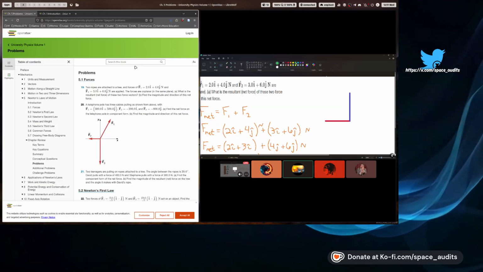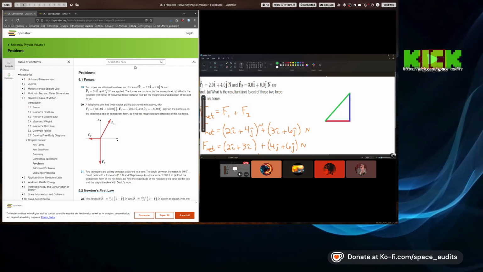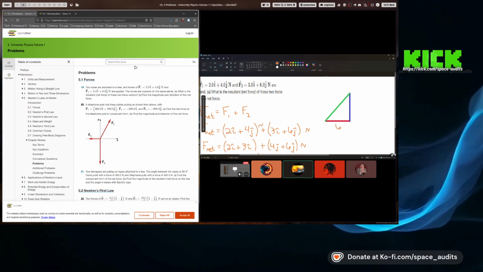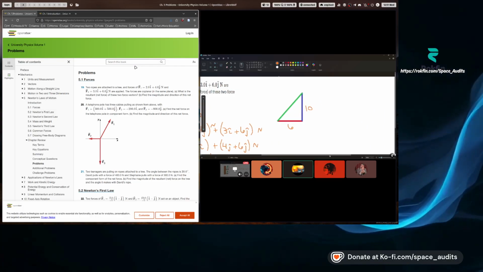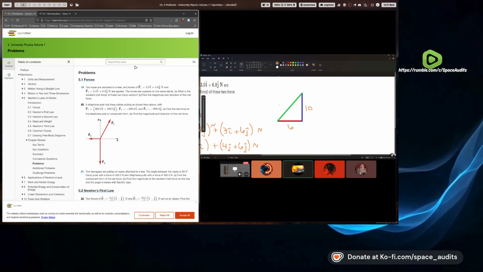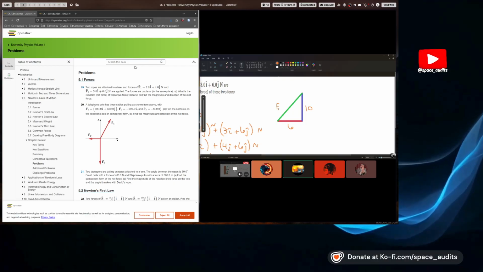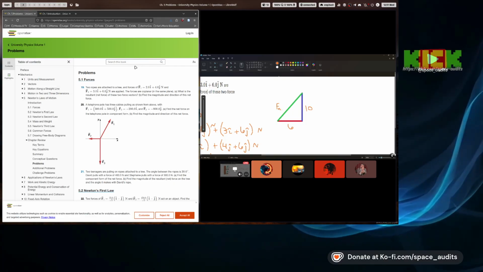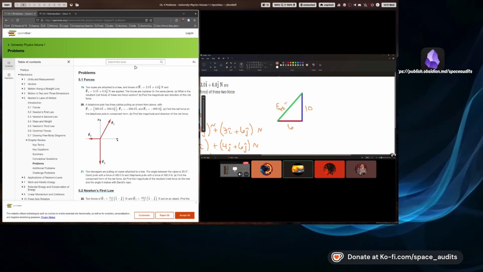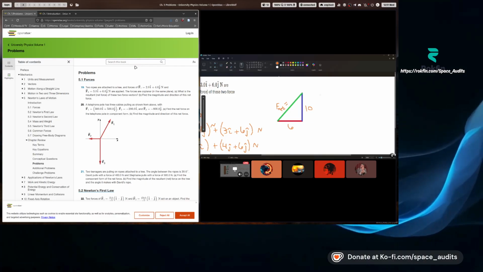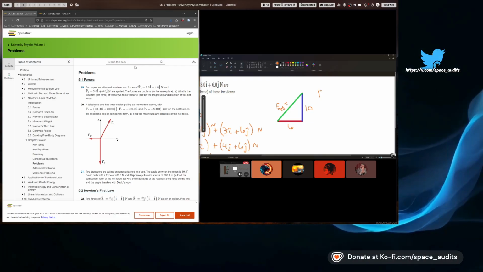Taller, there we go. And I've got the green line here. So I've got 6 and I've got 10. I can use Pythagoras' theorem and say F net equals... I'm saying A squared plus B squared equals C squared, right?